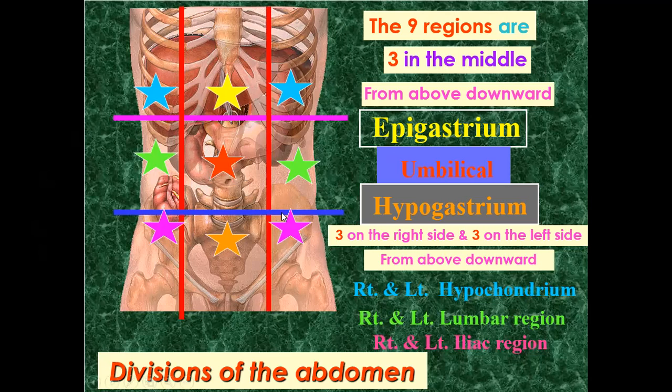Now we should be able to relate any of the organs here, or any pain which is referred here, to these regions. We should be able to relate where the pain is: in the epigastrium, hypogastrium, umbilical, or the hypochondrium, or the lumbar or the iliac regions. Okay.